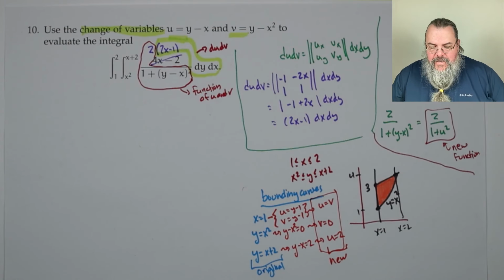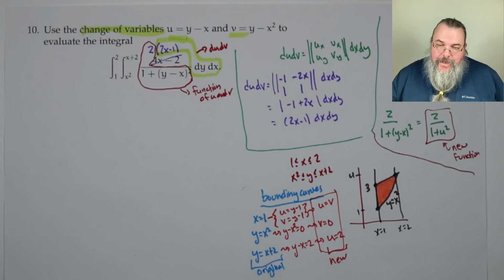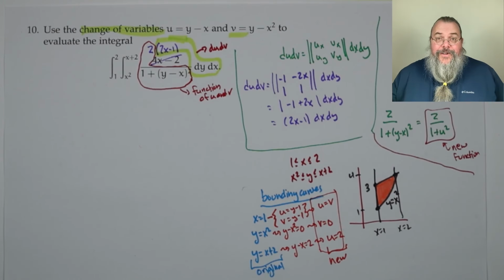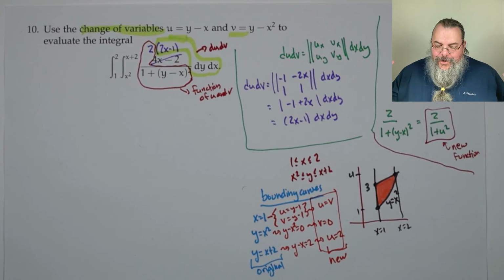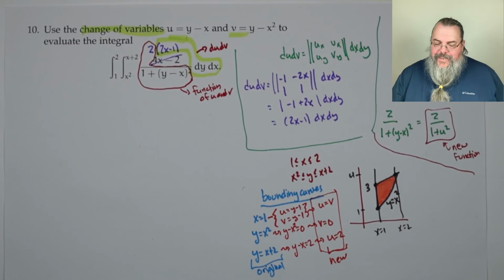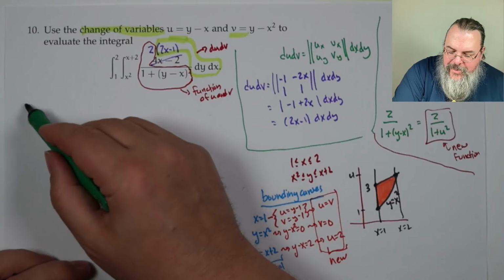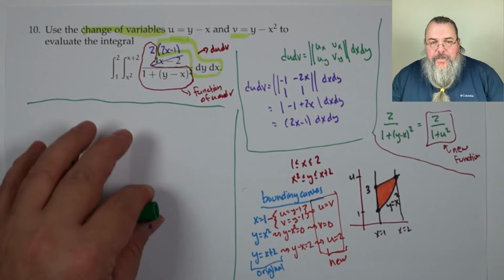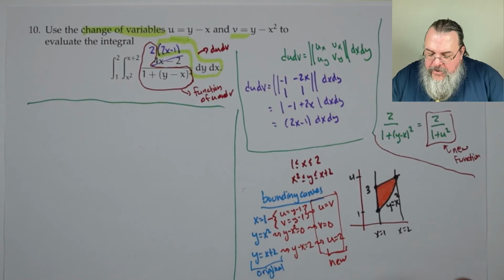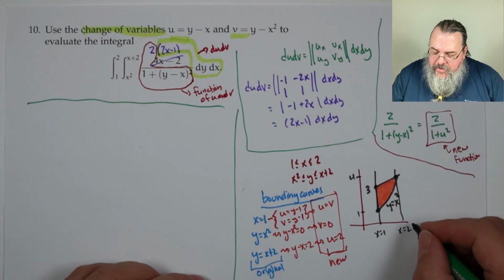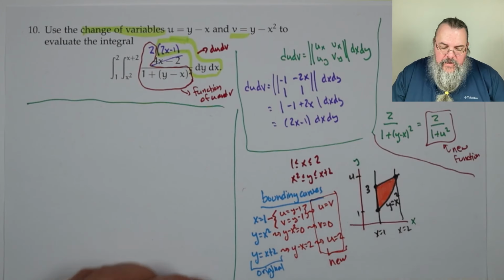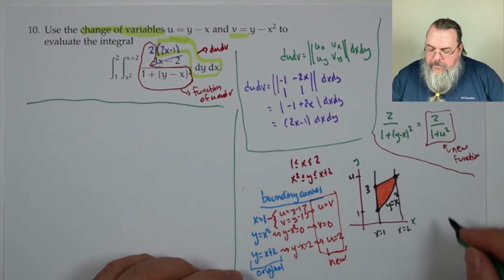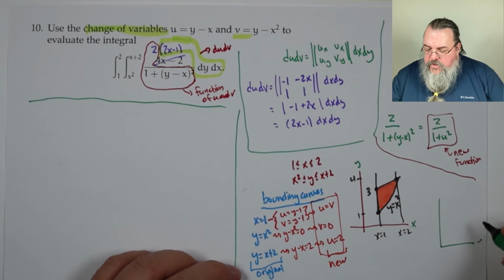Okay, so we're ready to put all of this together. We're ready. One last thing before we put it in and finish the problem over here: I do want to sketch this in the UV plane. So this is our XY plane. So in the UV plane, what do we have?